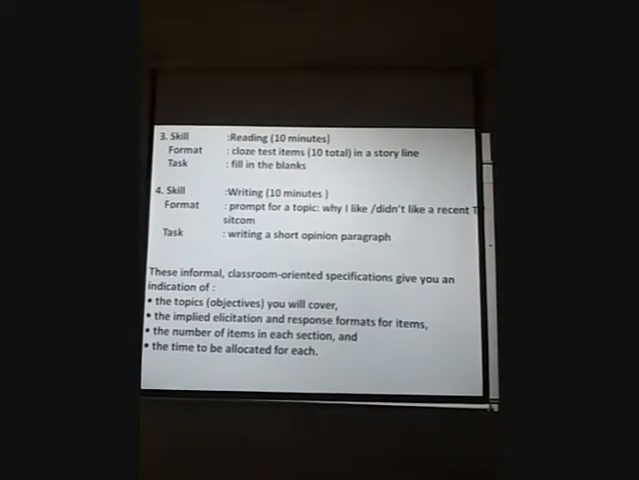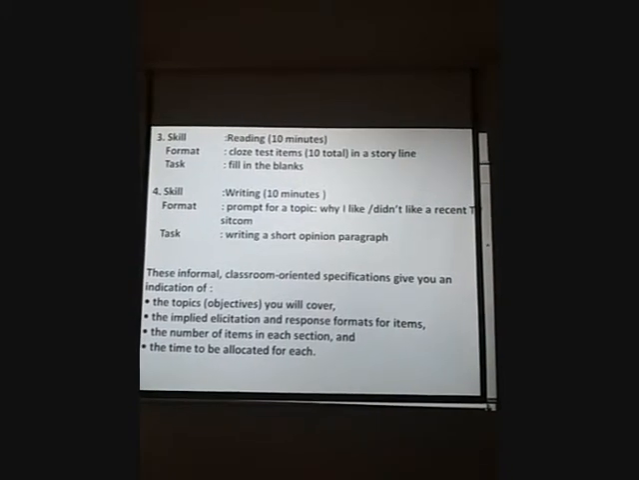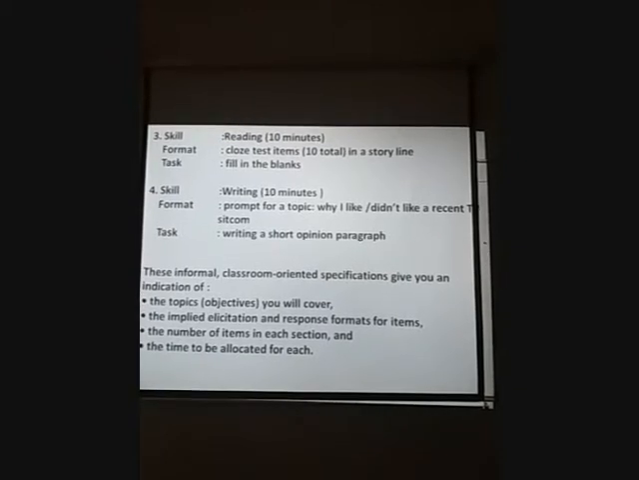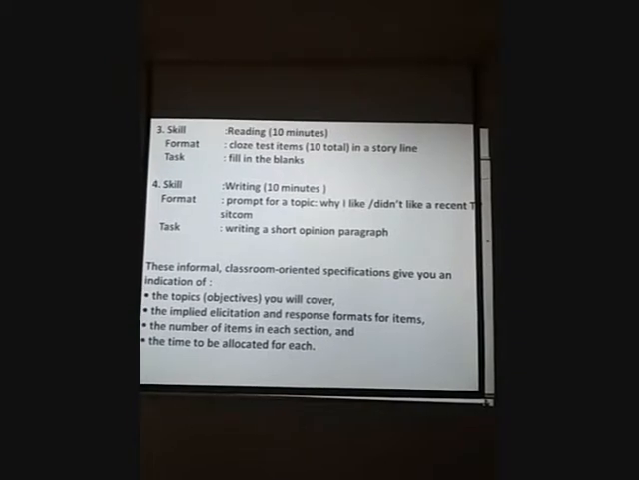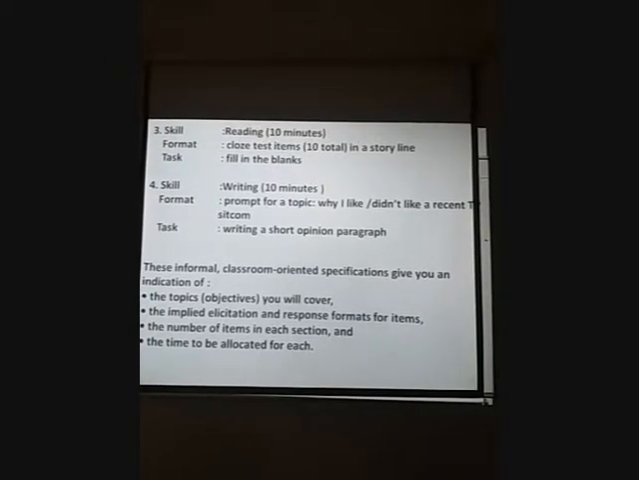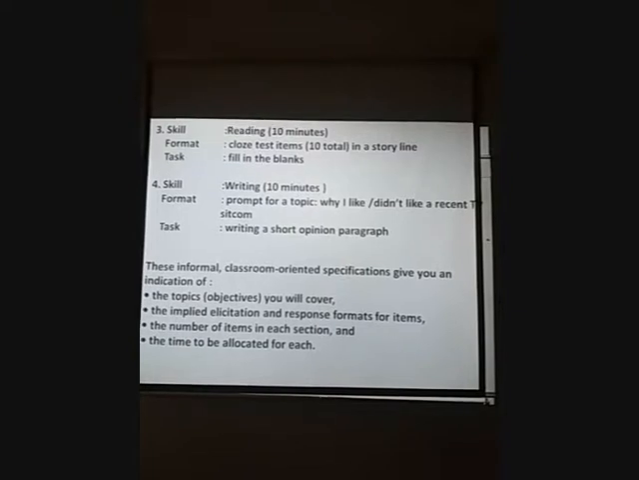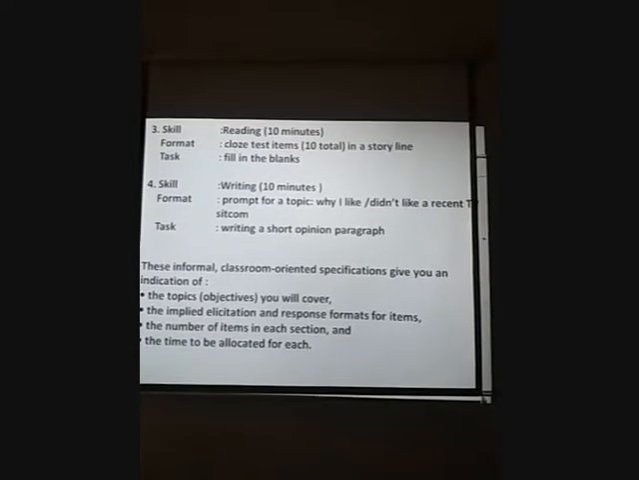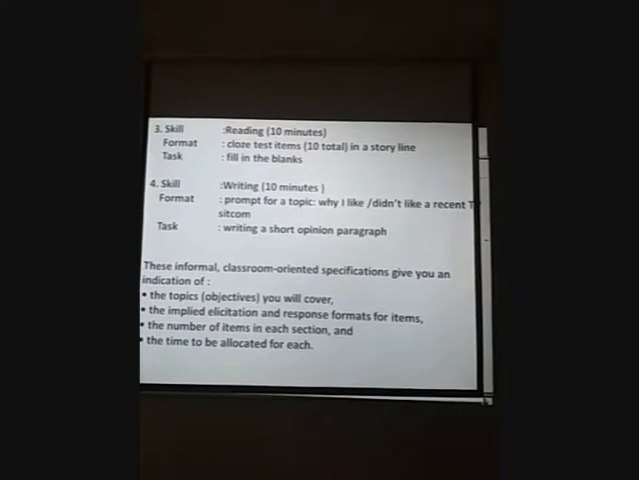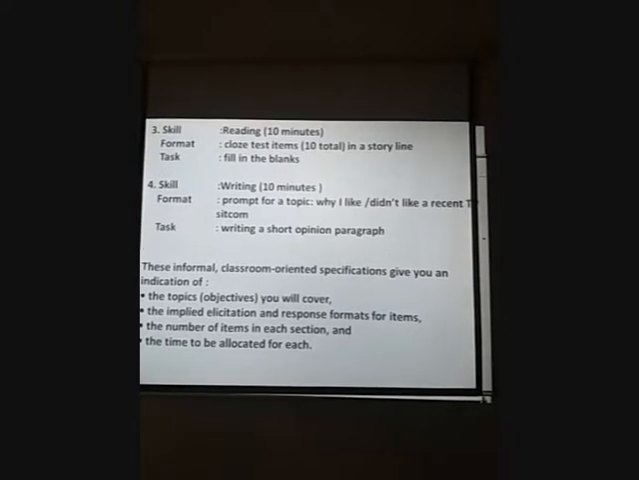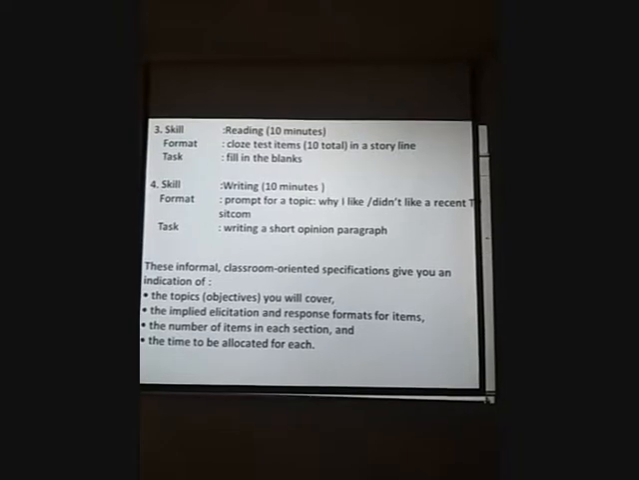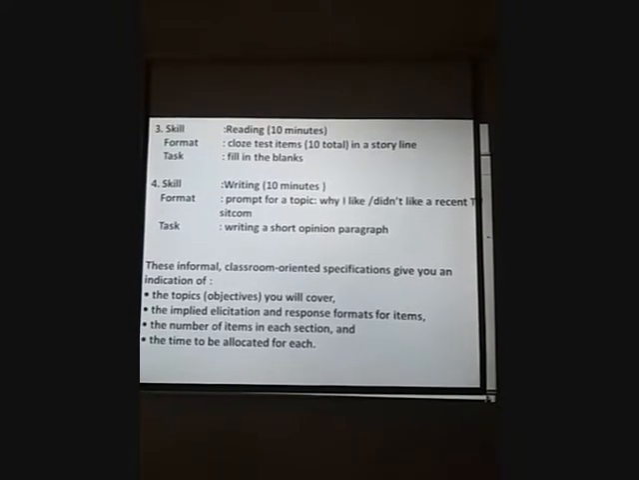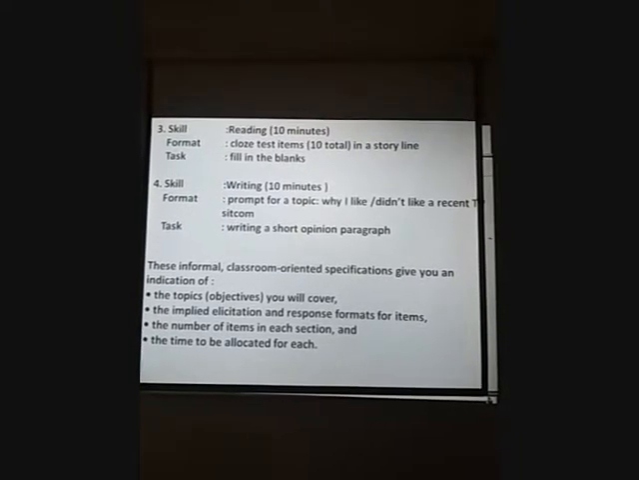And the third is about reading skill. It can be 10 minutes, and the format, cloze test items. For instance, 10 totals in a storyline, and the task is to fill in the blanks. And the fourth skill is writing skill, for instance, 10 minutes, and the format, prompt for a topic. Why I like or I didn't like a recent TV sitcom or stand-up comedian. And the task is writing a short opinion paragraph.